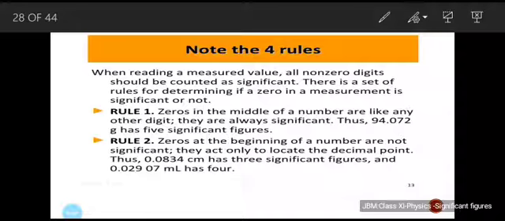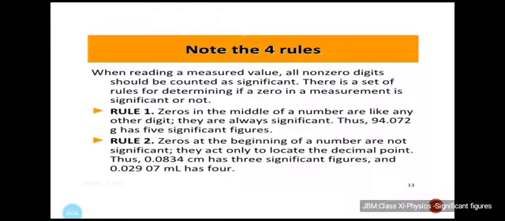So there are some rules for counting significant figures in a given expression. When reading a measured value, all non-zero digits should be counted as significant. There is a set of rules for determining if a zero in a measurement is significant or not. The first rule is that all non-zero digits are significant. For example, if we take A equal to 1234, then how many significant figures are there? There are 4 significant figures: 1, 2, 3, 4. So count the digits.